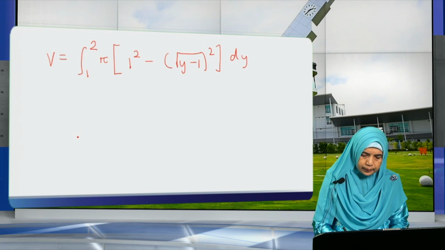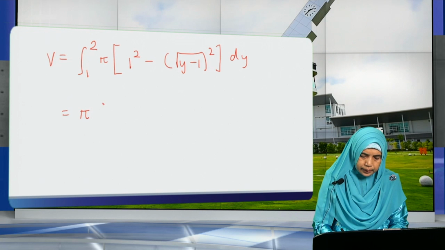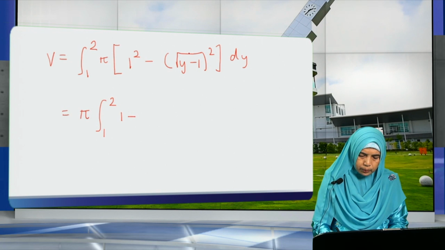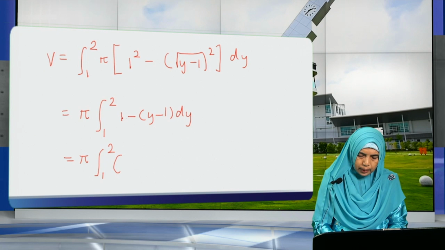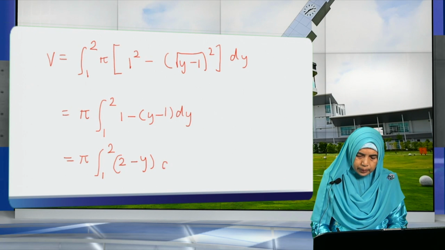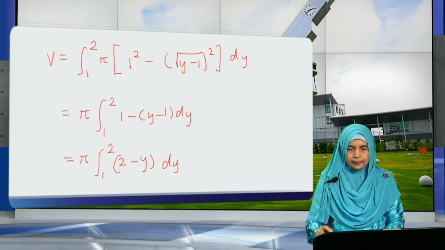So we get pi, and we put the pi outside the integral because it is just a constant. Integrate from 1 to 2. 1 squared gives us 1, and squaring the square root gives y minus 1. So we get pi times the integral from 1 to 2 of 1 minus (y minus 1), which is 2 minus y, with respect to y.